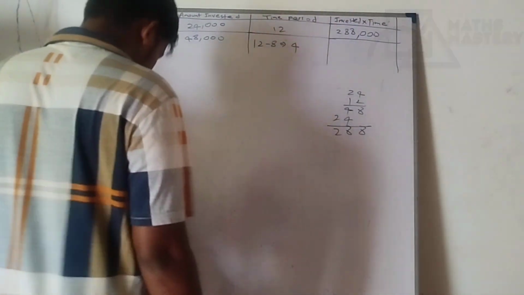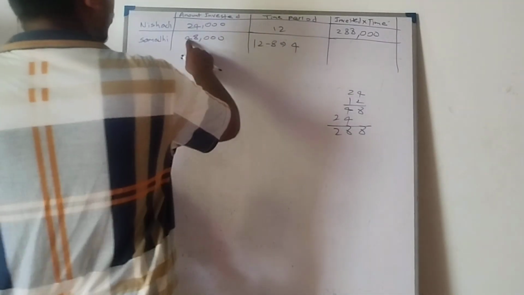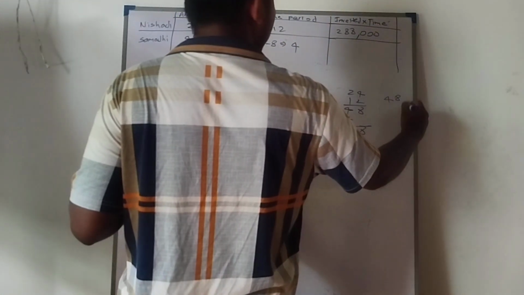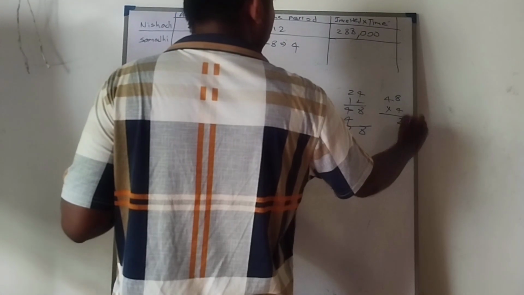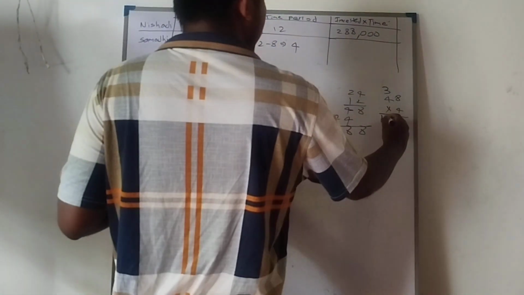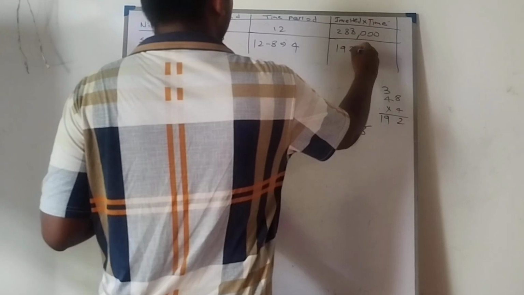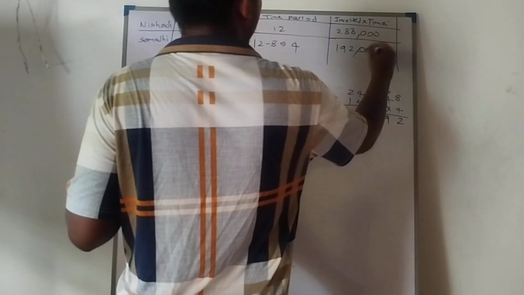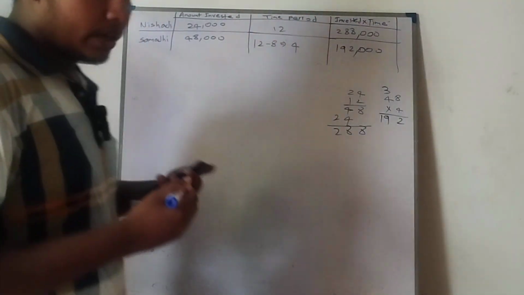And next one, let's multiply 48 by 4. These are rough works. 8 times 4, 32. 4 times 4, 16. 16 plus 3, 19. So you'll get the answer 192, and there are 3 zeros here. So this is the invested multiplied by time answer.